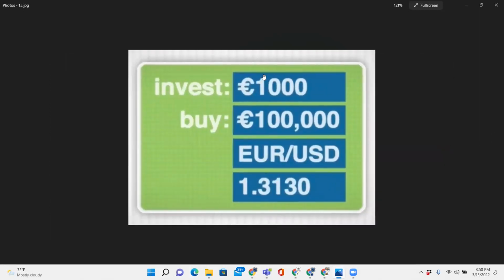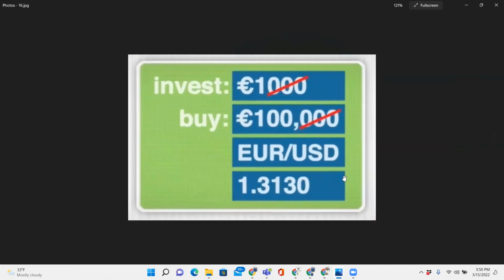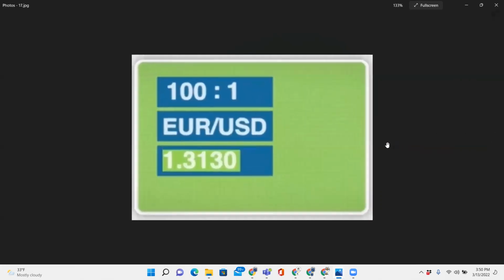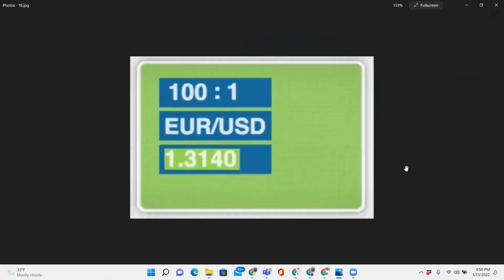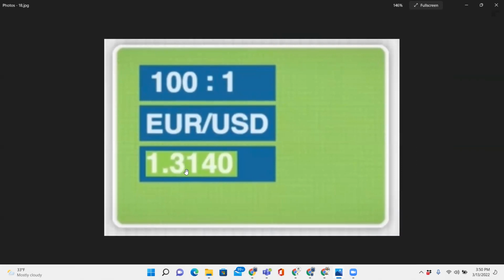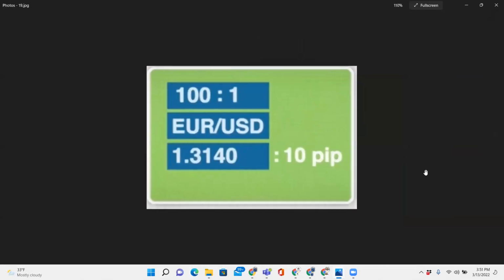So now we want to invest 1,000 euros and we want to buy 100,000 euros. So this is Euro USD. Its position right now is 1.3130. So now we're going to use 100-to-1 because 1,000 is 100-to-1 of $100,000. So once again, we're using 100-to-1 on Euro USD. The current position is at 1.3130. It's going to go up from 1.3130 to 1.3140, which happens to be a total increase of 10 pips.